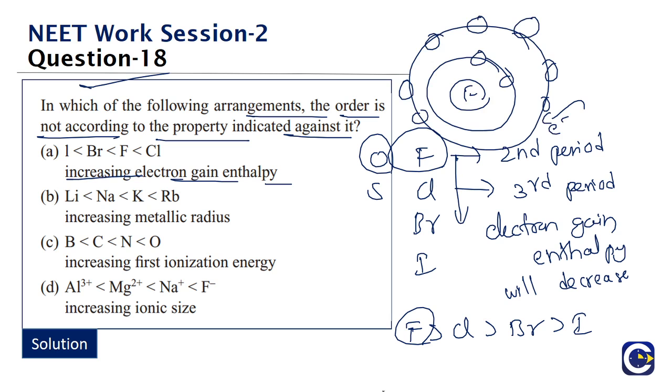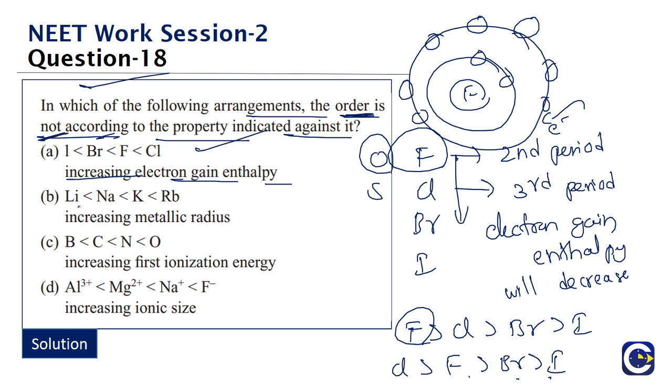So which means the order will be what? Chlorine in fact will be more than fluorine, more than bromine, more than iodine. So the given order is what? Iodine is less than bromine. You can see iodine is less than bromine, which is less than fluorine, which is less than chlorine. This is correct. And what we are looking for, the order is not according, means we are looking at which order is not matching.